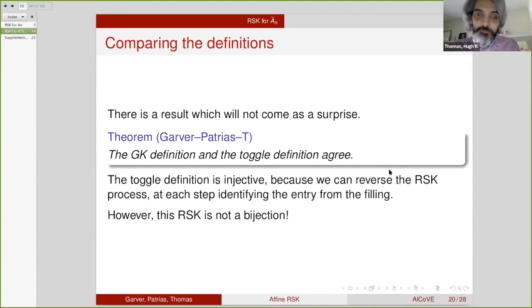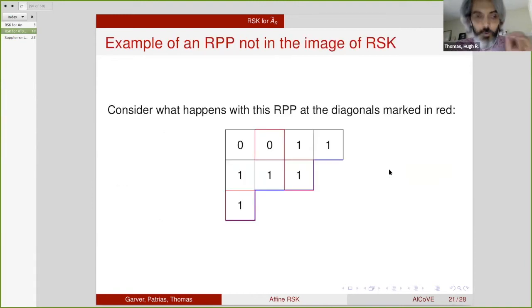The thing that I find a little surprising is that this isn't a bijection. So there's a couple of things that we could do to make it bijective. Right, so why is it not a bijection? Well, let's look at this reverse plane partition. If it were a bijection, we would expect to be able to reconstruct what filling it came from. How do we do that?